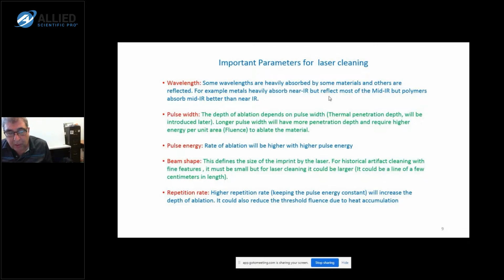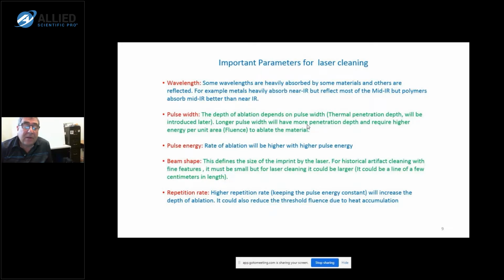So this is true, but the issue of guiding the beam and not being able to couple it into a fiber optic is a big issue. And then we'll also talk about some other advantage of near IR. I'll get to that later. So then there's pulse width or pulse duration. Larger pulse duration will have a larger thermal penetration depth, so it will cut deeper. So they require higher energy per unit area or fluence to ablate the material.